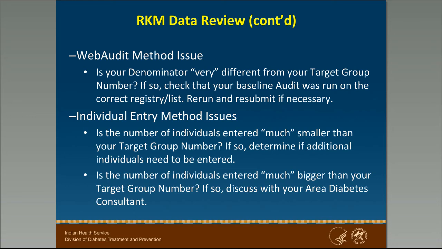Some individual entry method issues: is the number of individuals entered much smaller than your target group? If so, determine if additional individuals need to be entered. Also, if the number of individuals entered is much larger than your target group number, that might be something to look into as well. That might especially happen if you have more than one person entering individuals. So it always helps to just keep track of that, and if you have any issues, you can contact your ADC, and or you can also contact the SDPI team at sdpi@ihs.gov.